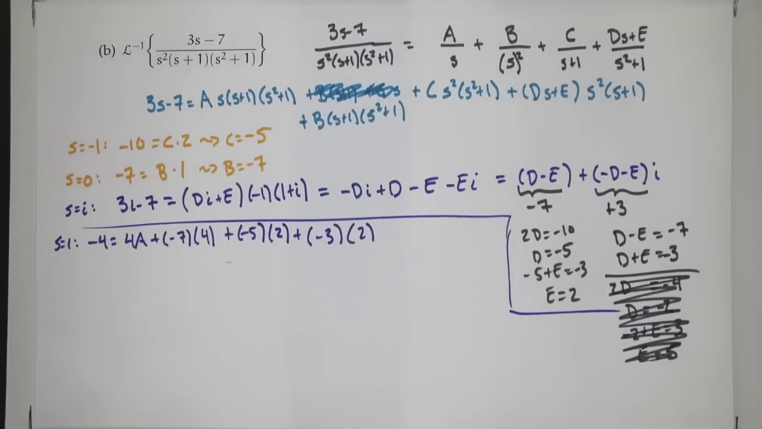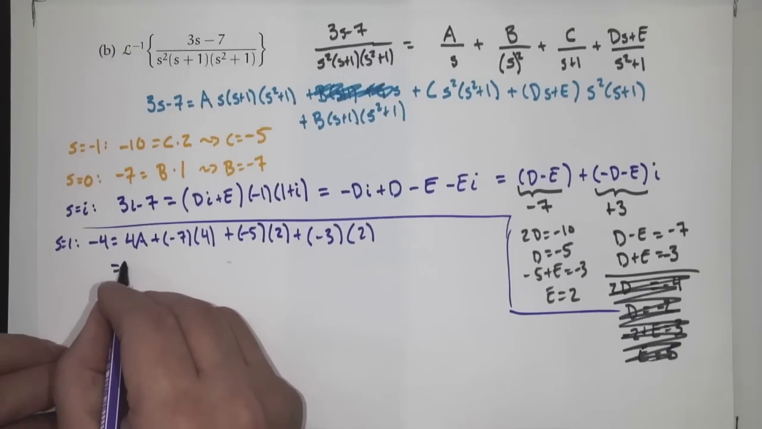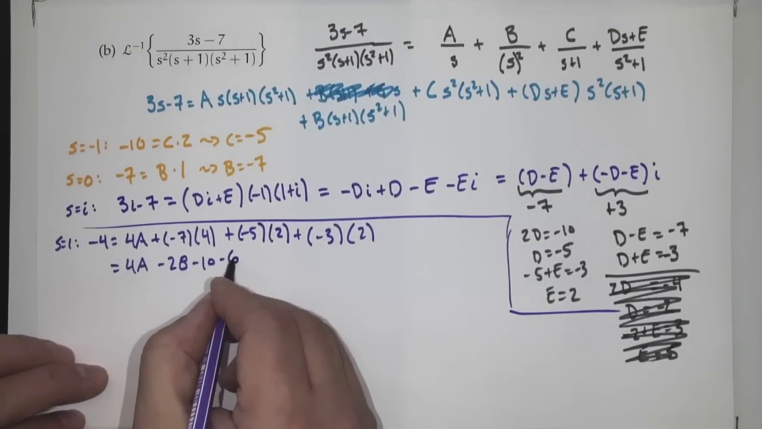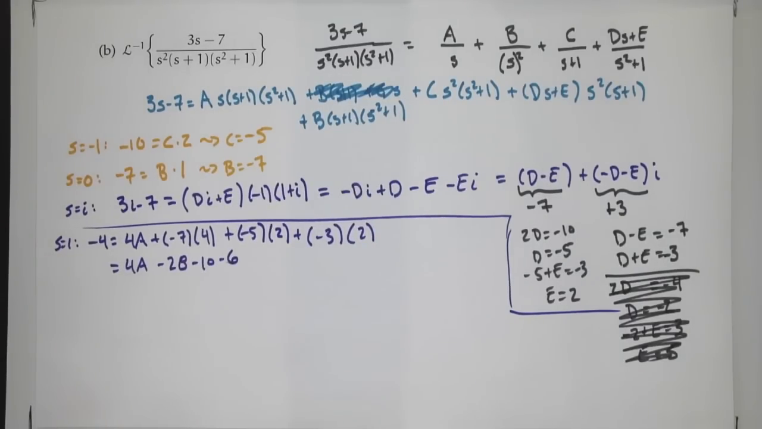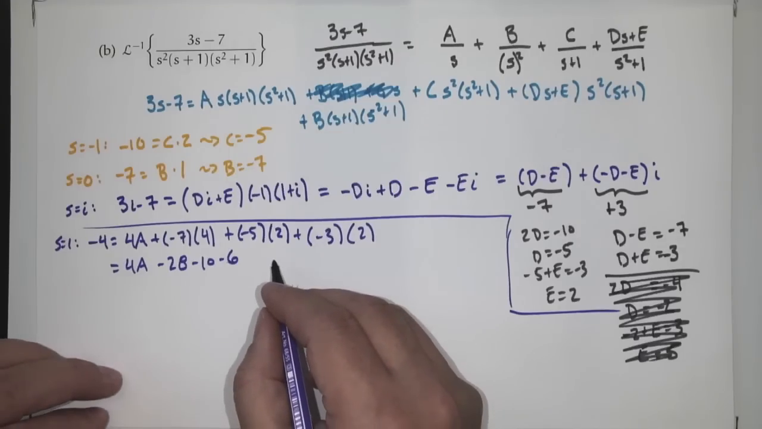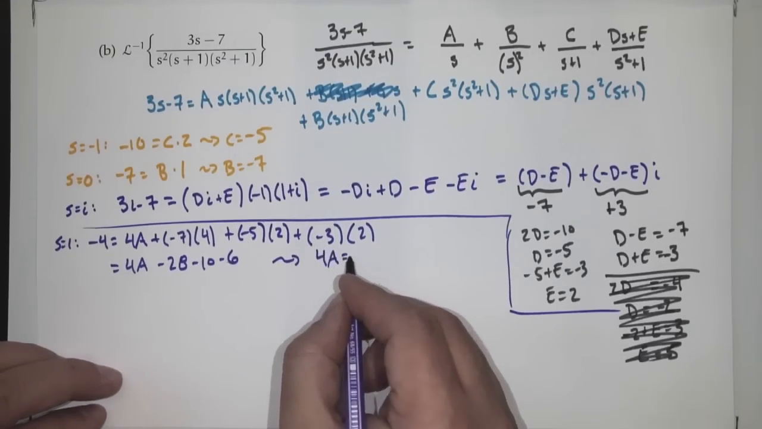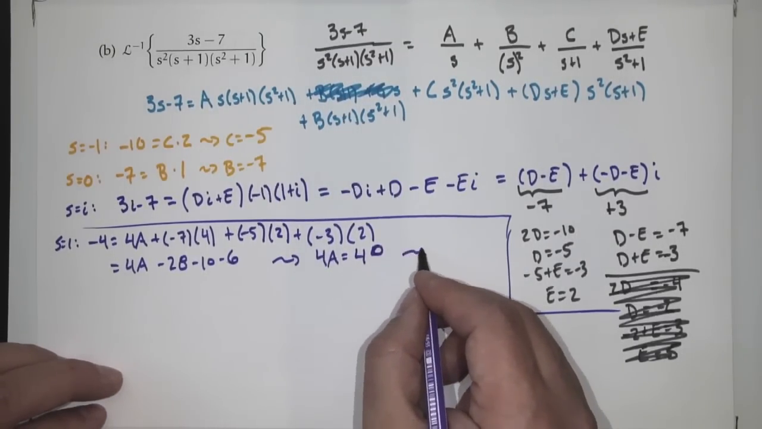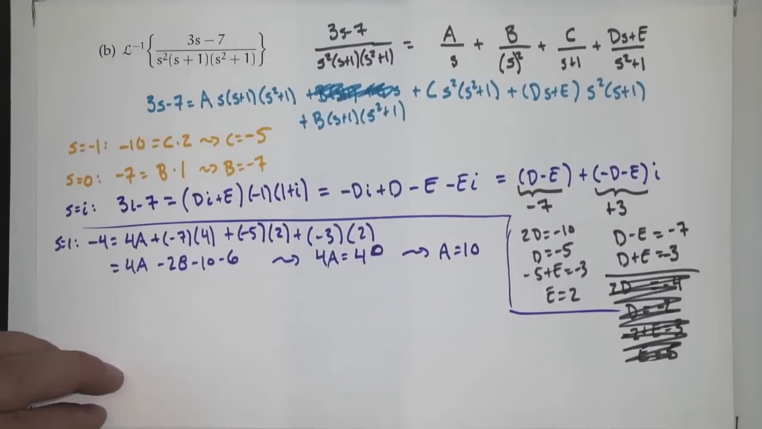Okay, so that becomes 4a minus 28 minus 10 minus 6. Very negative there, but that's all right. That would be minus 44. Add 44 to both sides. 4a is equal to 40. So a is equal to 10.